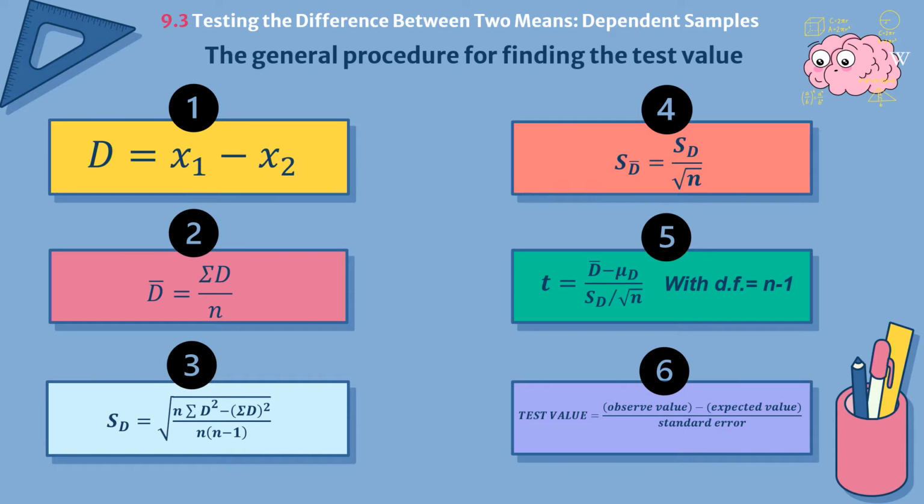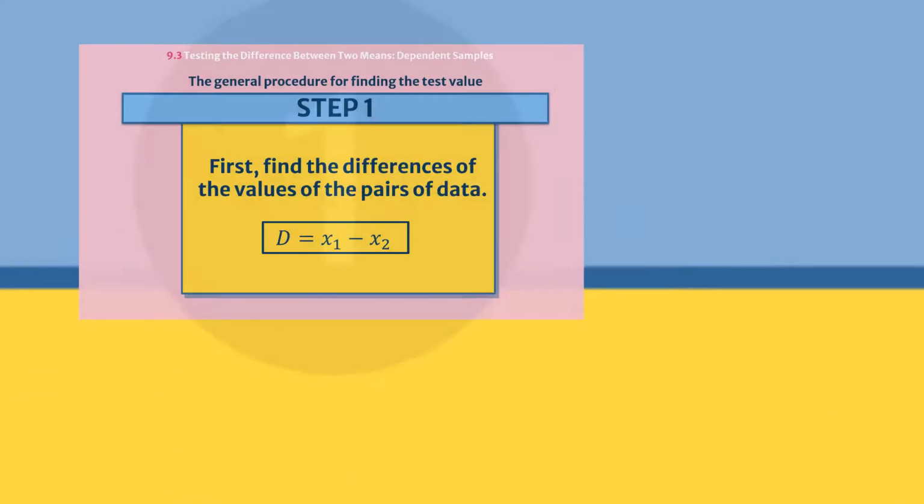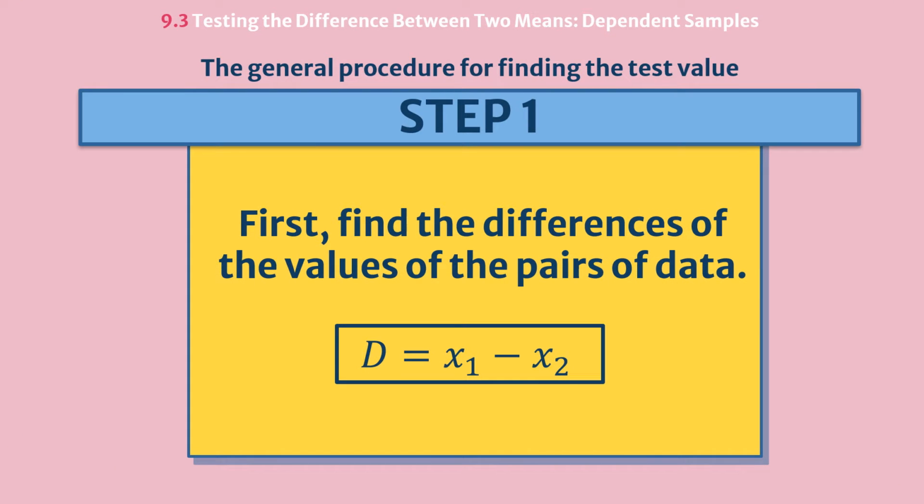This is the general procedure for finding the test value for our step 3 procedure. We have first, step 1. First, find the differences of the values of the pairs of data. We have this formula, d equals x sub 1 minus x sub 2.